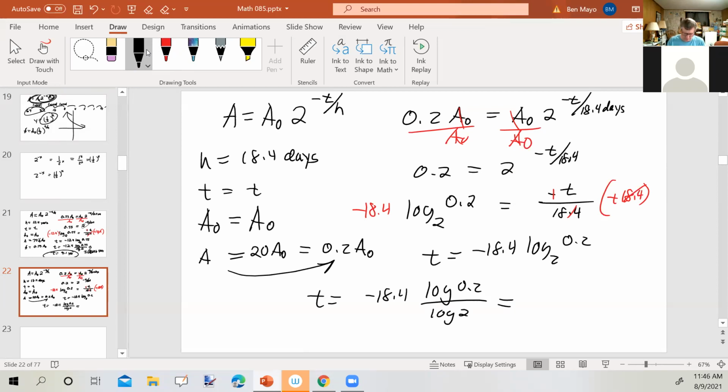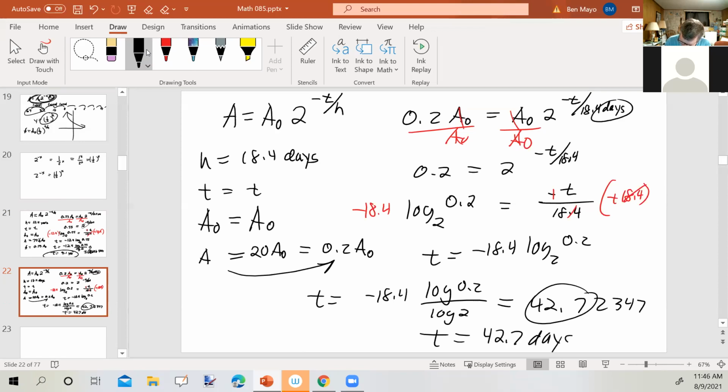And let's see here. So negative 18.4 times the log of 0.2, close that up, divided by the log of 2, close that up, 42.72347, etc. And let's see here, they round to the nearest 10th, and this is days. Time was in days, right? Okay, 42.7 days.